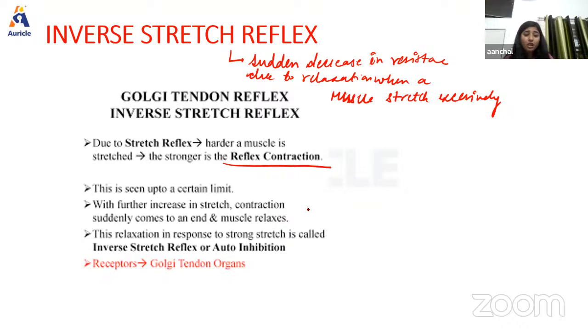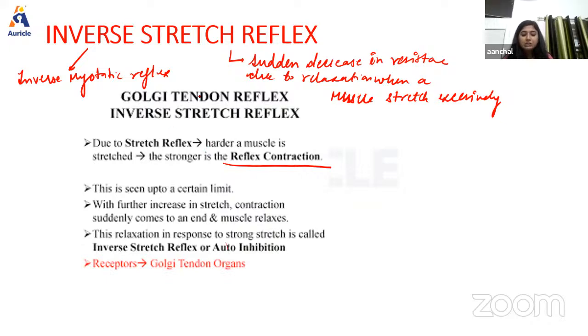Okay, so this reflex is also known as the inverse myotatic reflex or the polysynaptic reflex. Okay, so another name is inverse myotatic reflex. And this inverse reflex is actually the inhibition of contraction of extrafusal fibers due to excessive stretching. And this phenomenon is also known as autogenic inhibition or autoinhibition.